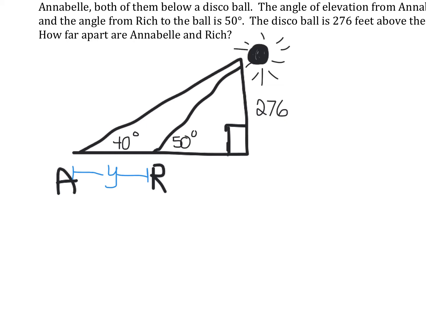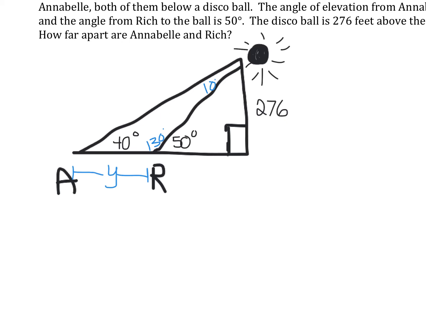My first instinct always is to find all the angles that I possibly can. So if we have that angle of elevation of Rich is 50 degrees, I could find the adjacent angle, the one next to it, it's a linear pair. Those two have to add up to 180, so this angle right here has to be 130 degrees. If that's 130, I know this is 10 degrees.